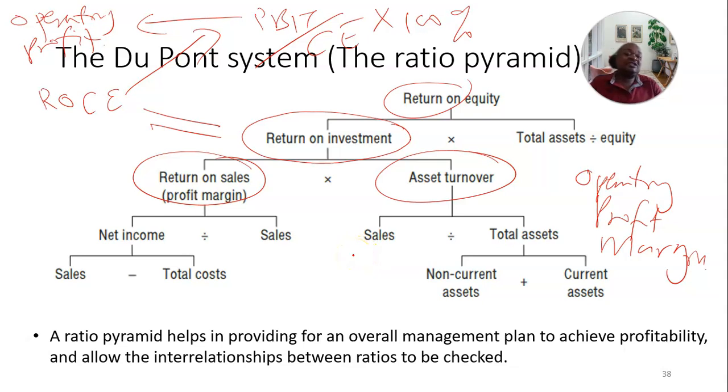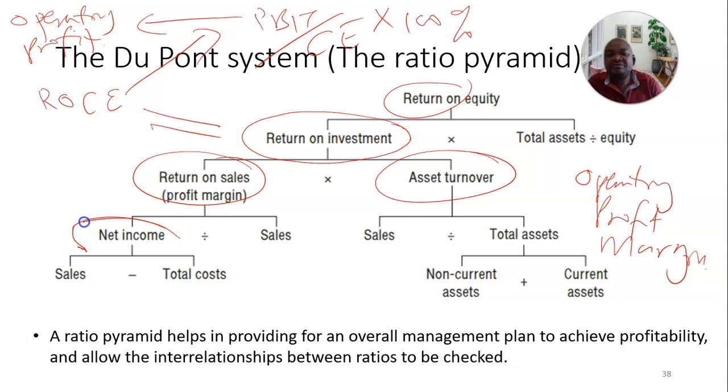But a clever student should have seen that from the DuPont system diagram there, the operating profit margin is also there. So I want you guys to show me where this is. Just pause the video and point out the position of the operating profit margin and then verify it with mine. Excellent. You guys are wonderful. The operating profit margin is this one.